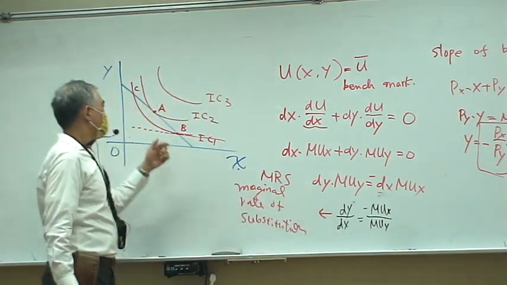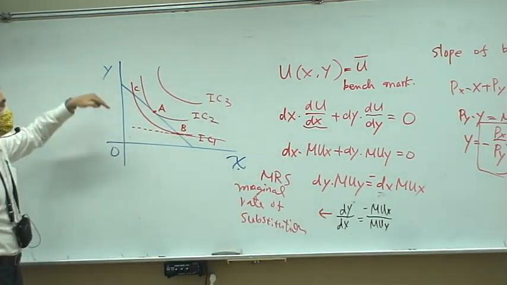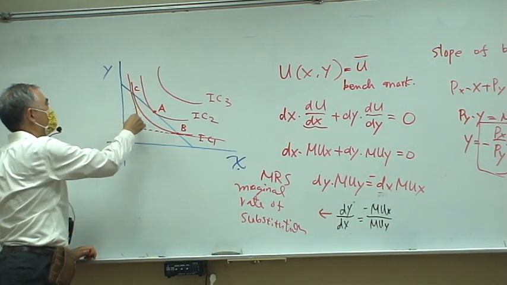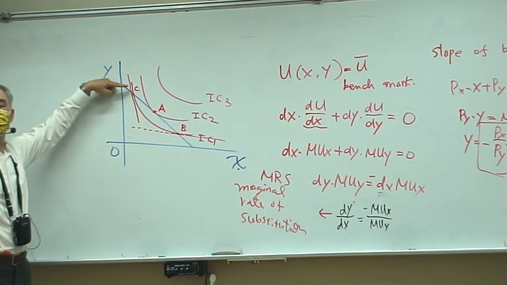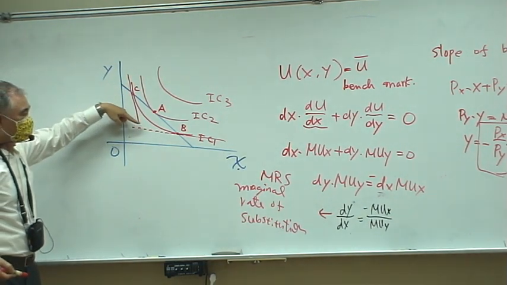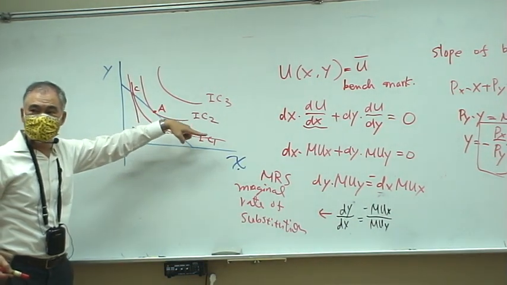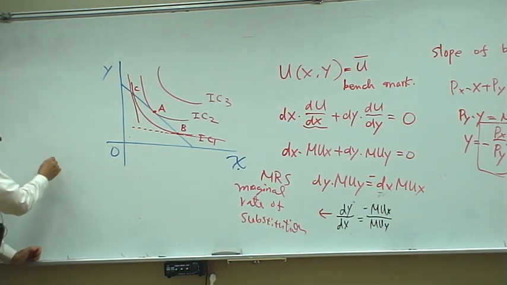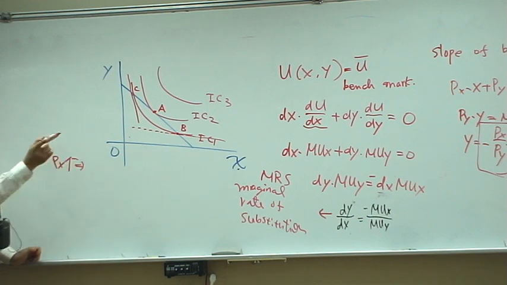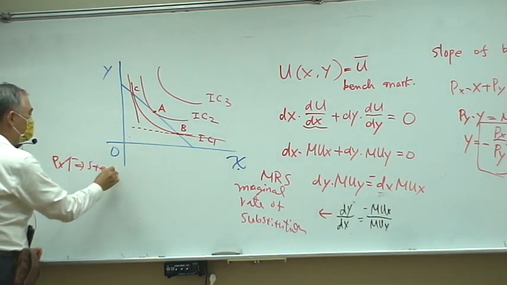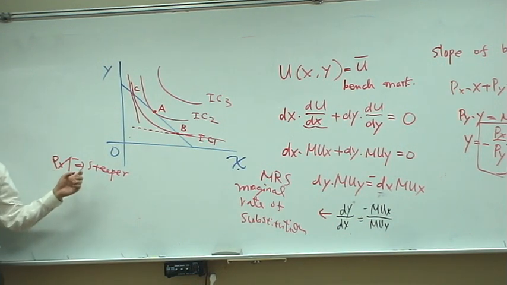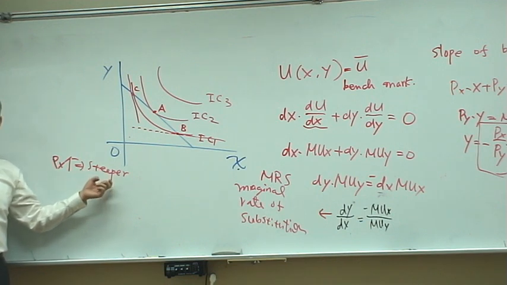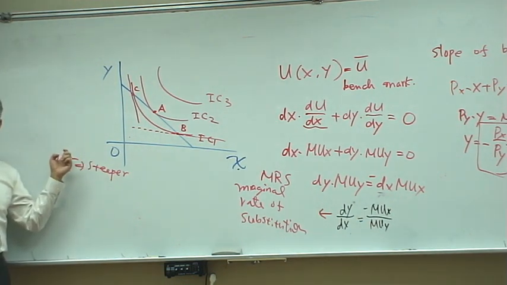So as you move down, right? So what happened? This is the slope of the indifference curve. As you can tell, right? Here it is very high, right? And then it becomes flatter, flatter, and flatter. So what does that mean? We say when Px goes up, the budget line becomes steeper, right? So if Px becomes more expensive, the budget line becomes steeper. And of course, you want to switch away from X to consume more Y, okay?